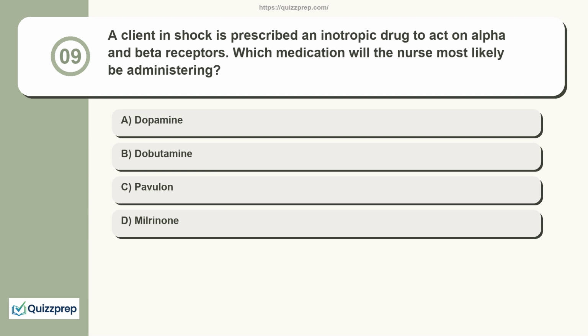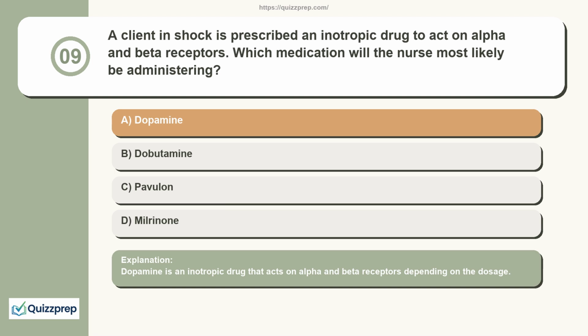Question 9. A client in shock is prescribed an inotropic drug to act on alpha and beta receptors. Which medication will the nurse most likely be administering? Dopamine, dobutamine, Pavulon, milrinone. Dopamine is an inotropic drug that acts on alpha and beta receptors depending on the dosage.